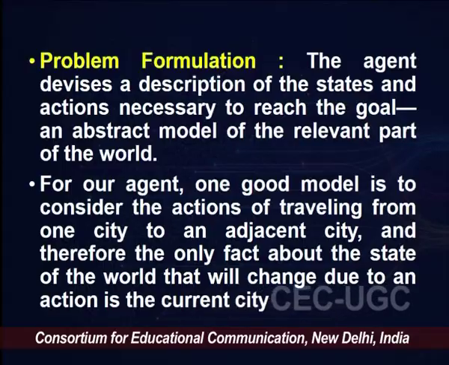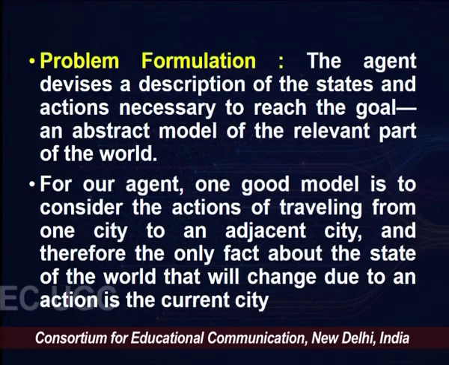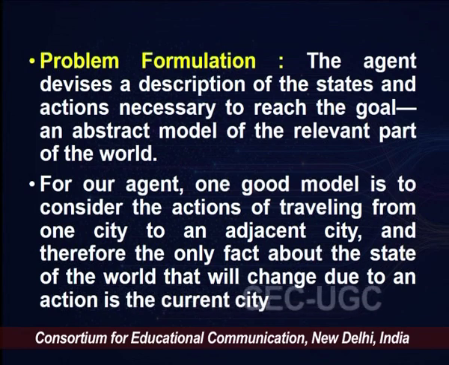Moving forward, the stage of problem formulation comes up. Here in the stage of problem formulation, the agent devises a description of the states and actions necessary to reach the goal, or we can say this is actually an abstract model of the relevant part of the world. Relevant part as in whatever part is of importance to that particular agent, but here we are talking not about the concrete model, but the model in the abstract sense. So, here your agent is going to look for a description of all the states and all the actions which are necessary to reach the goal.